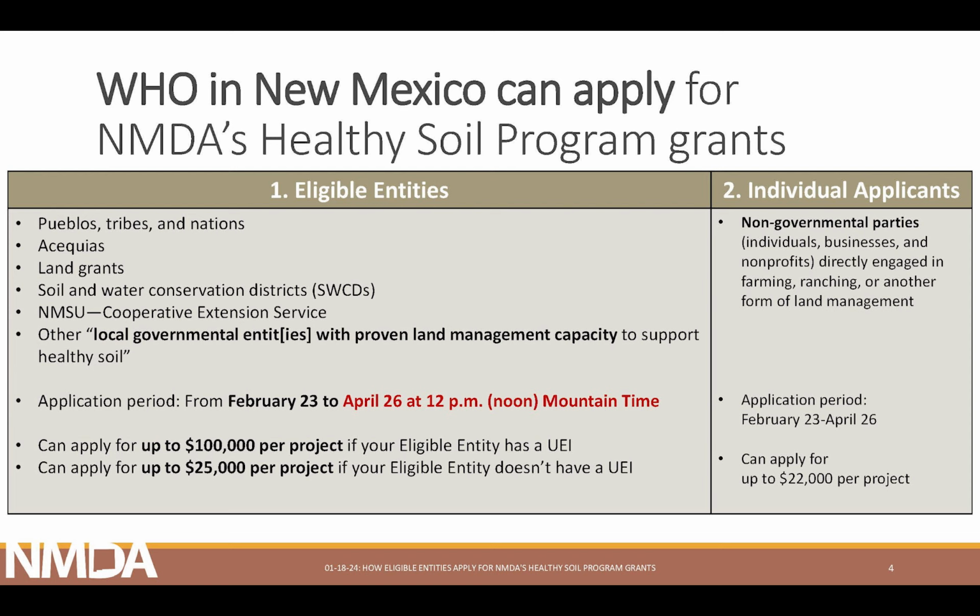At the bottom of the screen, something we'll dig more into further in the presentation, there are two funding caps depending on how you are situated with your ability to access big funding. If you have a UEI, and we'll talk about what that means later, that certain identifier with the federal government, you've got a proven track record accessing big funds and utilizing those big funds. If you've got that UEI, you can access up to $100,000 per project under NMDA's Healthy Soil Program grants.